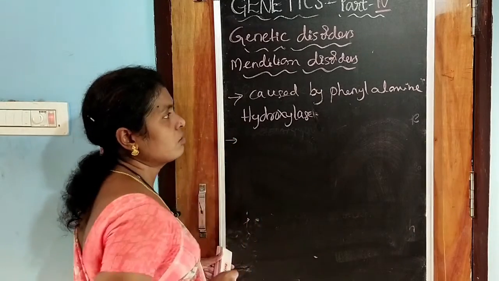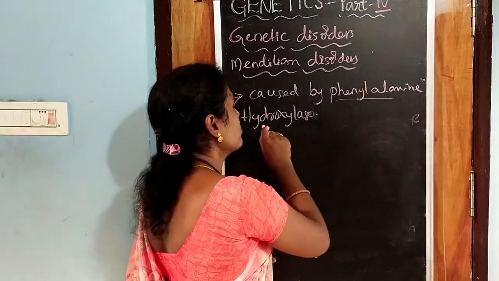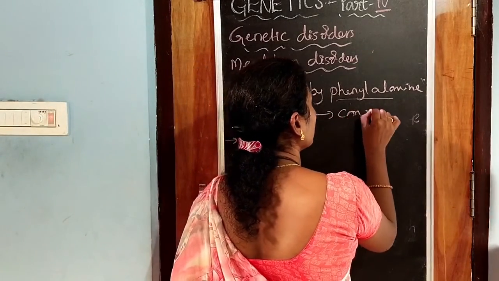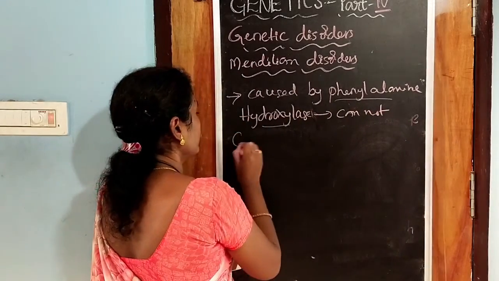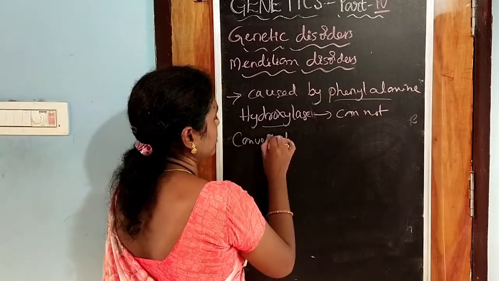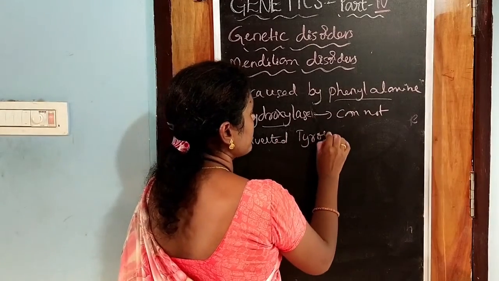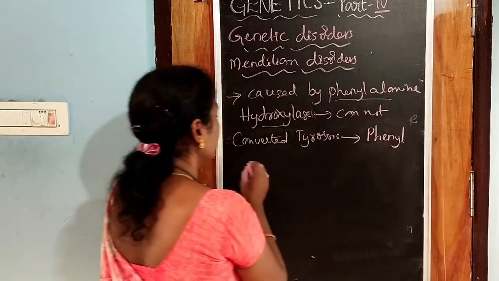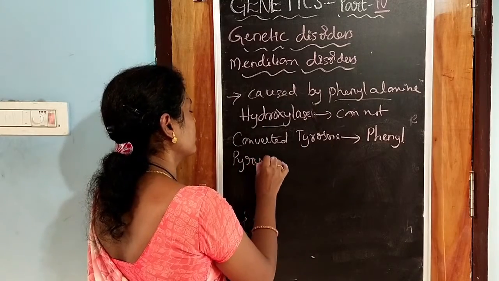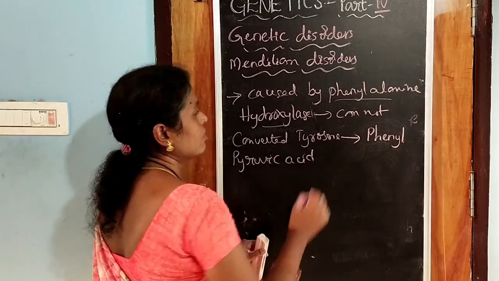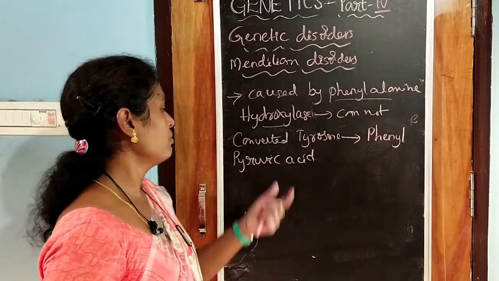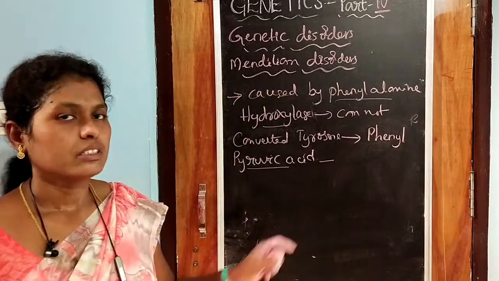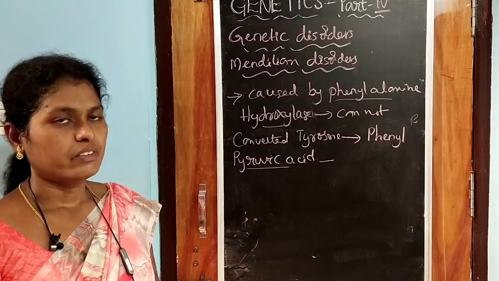Whenever this enzyme cannot be produced, phenylalanine cannot be converted into tyrosine. Instead it is converted into phenylpyruvic acid, and this phenylpyruvic acid is accumulated in our body fluids.